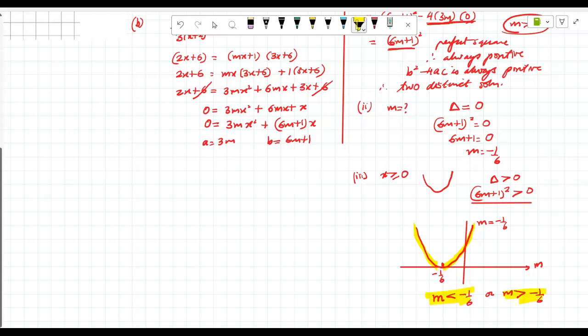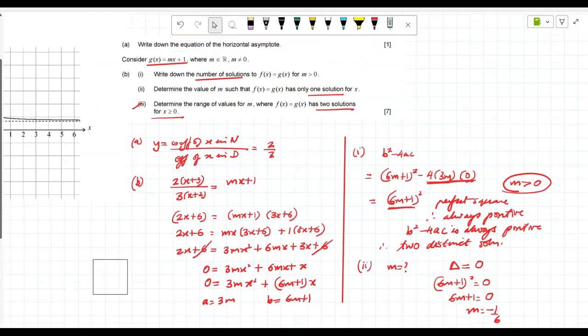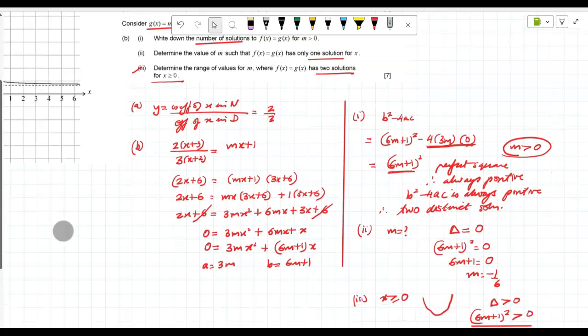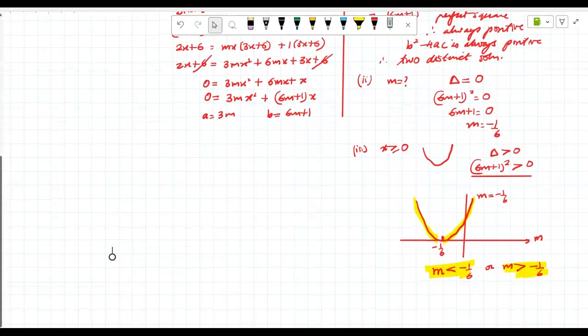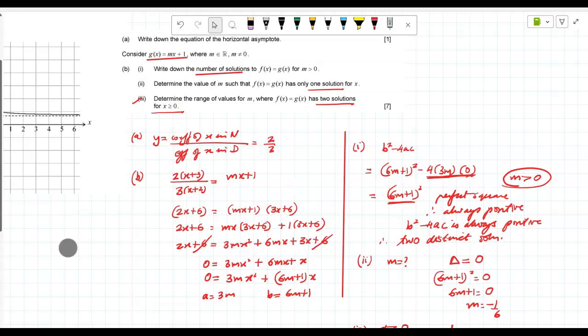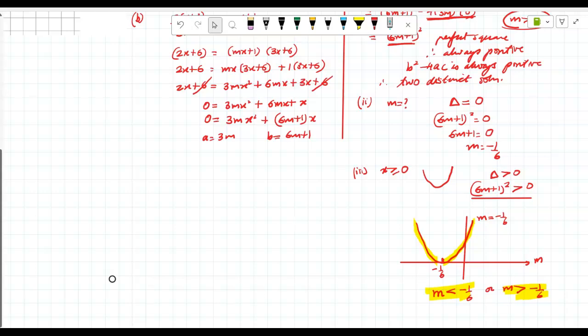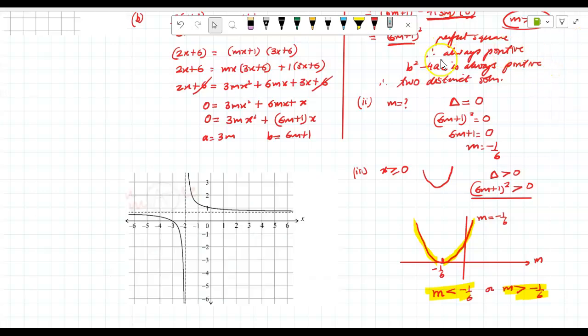Okay. Correct? So what is asked? Range of values of m. And have they given you any condition on m? No. m is not equal to 0. Yeah. This is the answer we got. Correct. So m should be less than minus 1 by 6 or m should be greater than 1 by 6.